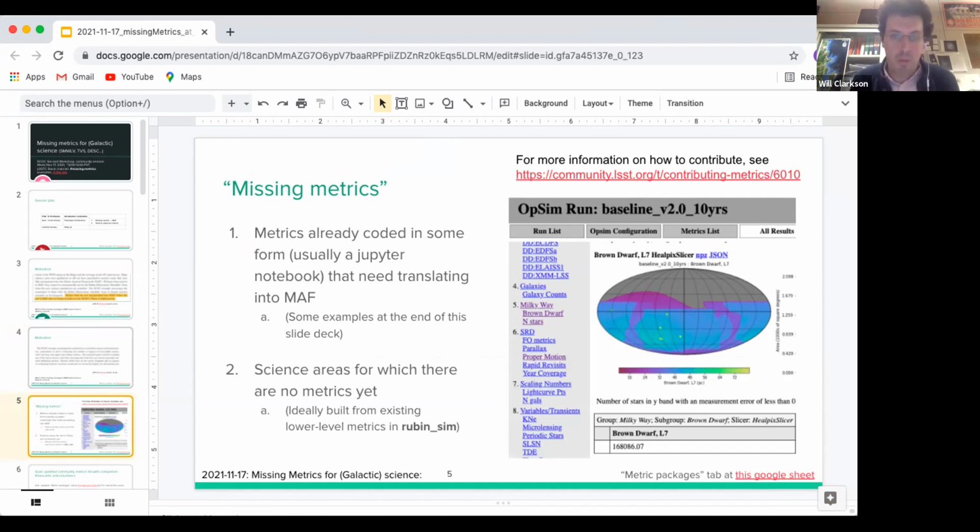One would be metrics already coded in some form, normally a Jupyter notebook, that needs translating or simplifying into a form that can be run within math. One good example of a completed metric would be the brown dwarf metric by John Giesis and Peter Yoakum that we heard about, I think, yesterday. And the idea is to populate this with metrics that will help us to understand how well these strategies work for our science, as you've heard many times, I think, in this meeting.